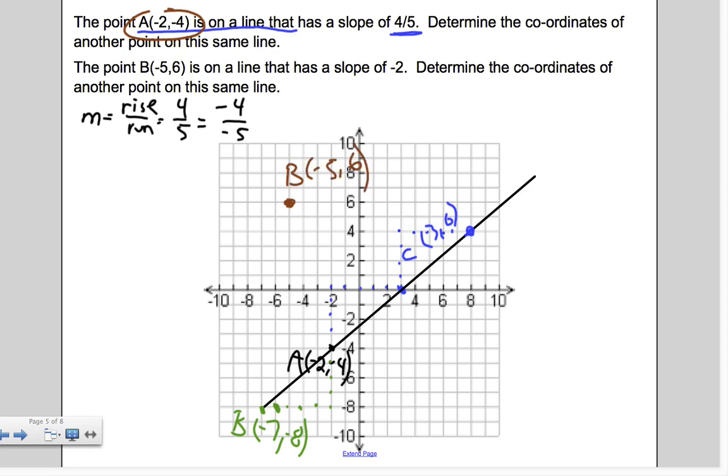Are we doing another one? We're doing another one. The point B, -5, 6 is on another line that has a slope of -2. So determine the coordinates of another point on this line. So first plot B, -5, comma 6. Get that? Plot -5, comma 6. Right? Now, B is on a line that has a slope of -2.